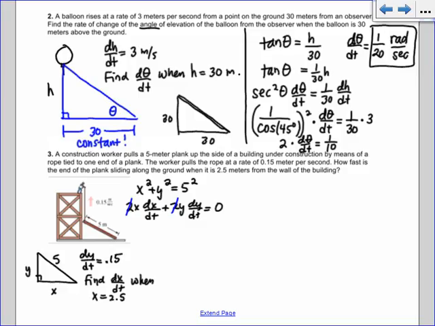Okay, so we know some of this stuff. We know x is 2.5. We're finding the dx over dt, so it's okay, we don't know that one. The y, we don't know. But we do know dy over dt is 0.15. So we still need to find y. So we go back to that little triangle that we drew, and we say, okay, well, x at this point in time is 2.5. So we have 2.5 squared plus y squared equals 5 squared. And we can find what y is.